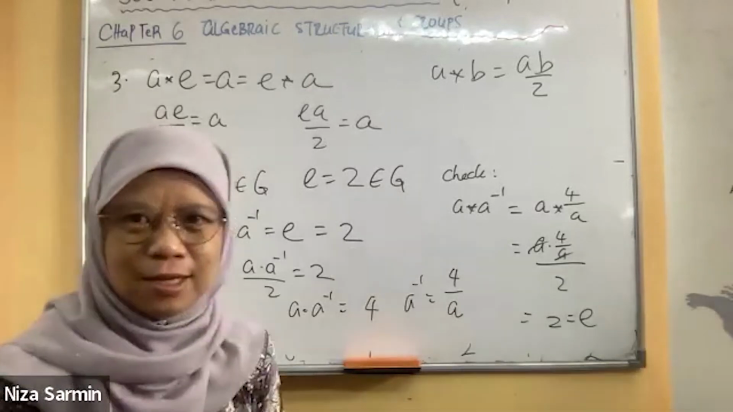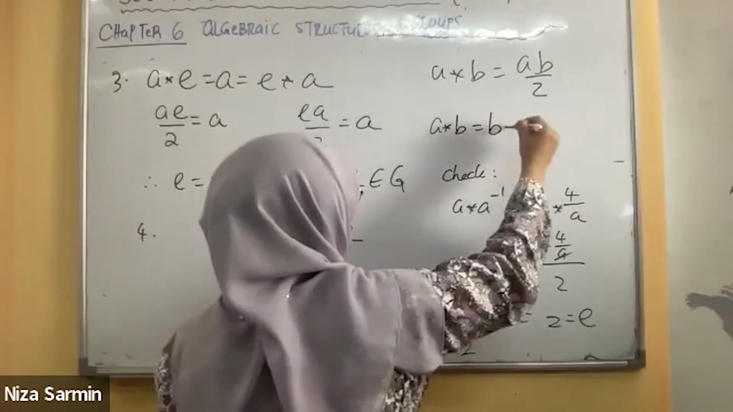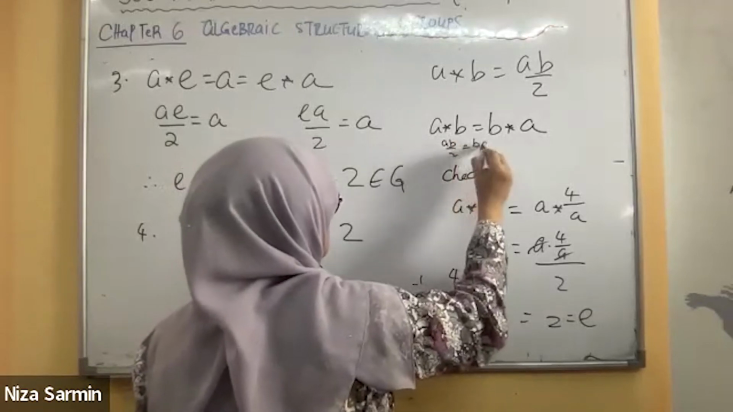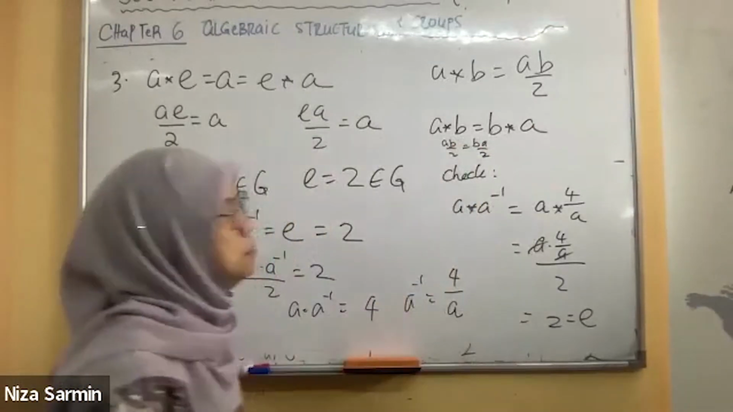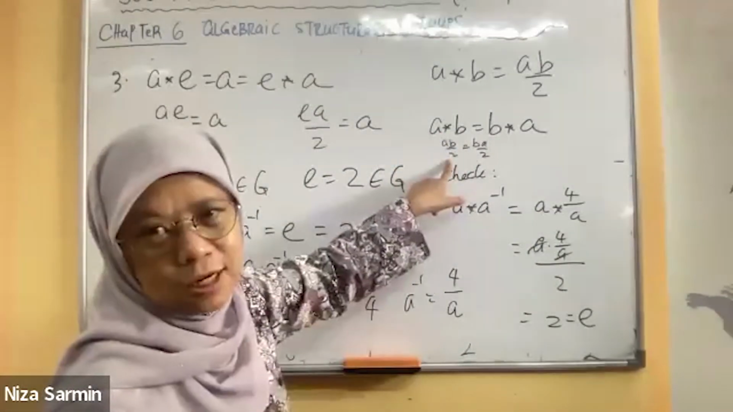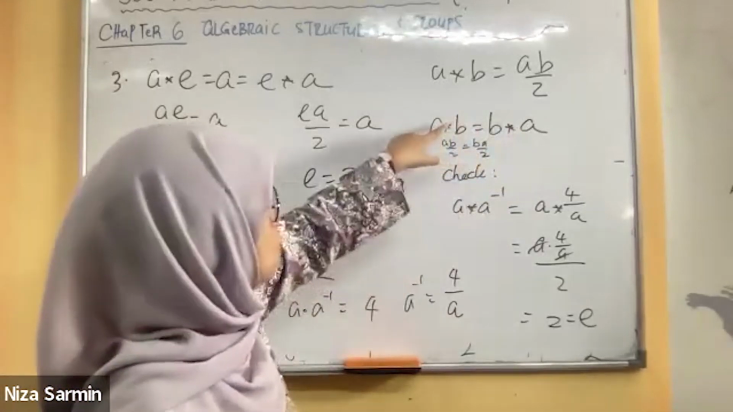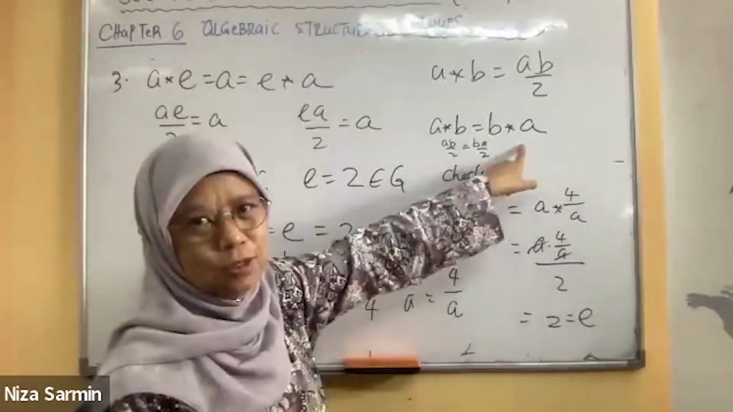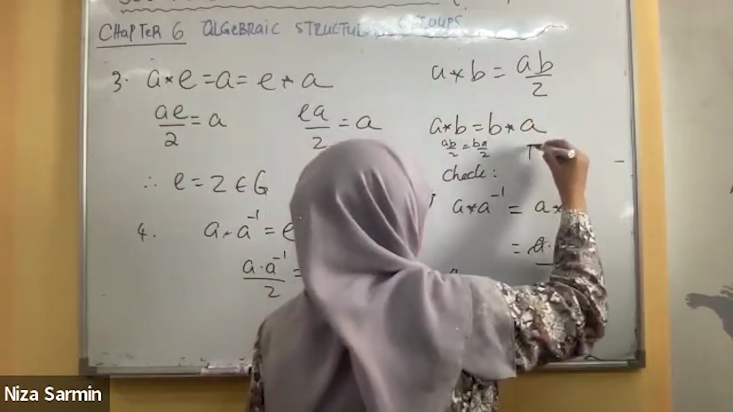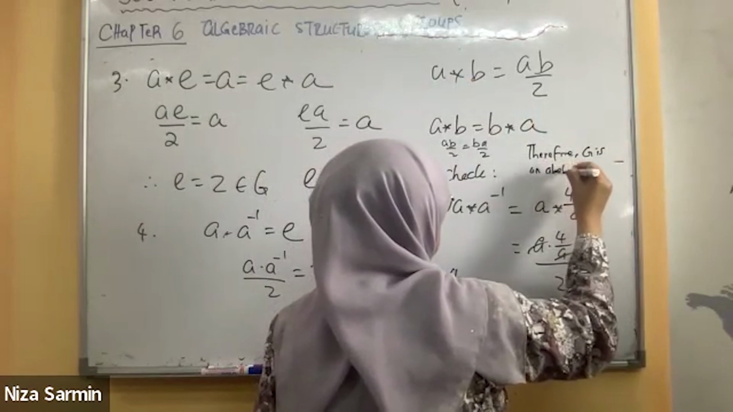So yes, as in the last time, you have to check whether a star b is b star a. It's easy, right? Because a star b is ab over 2, which is the regular multiplication, equal to ba over 2, which is b star a. So a star b is b star a. Don't forget to write the answer. Therefore, G is an abelian group.